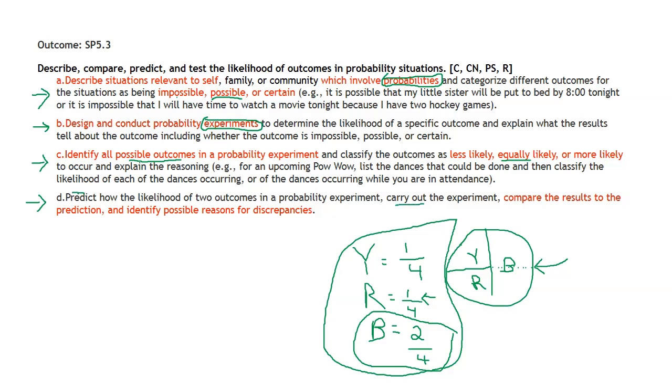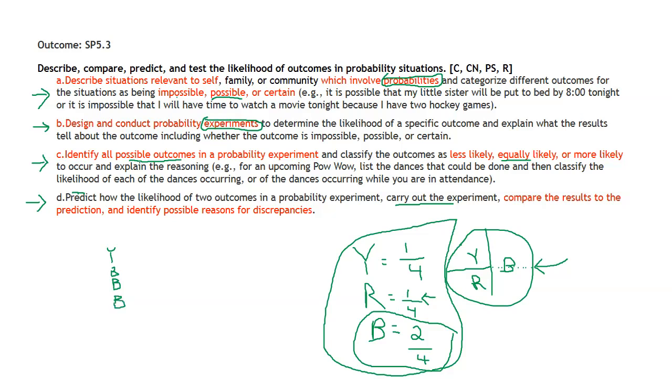Then when we actually carry out the experiment and we get a spinner and we try it, let's say we spun it 4 times. We might get yellow once, and then blue again. We got blue, and then on the 4th turn, we got blue again.